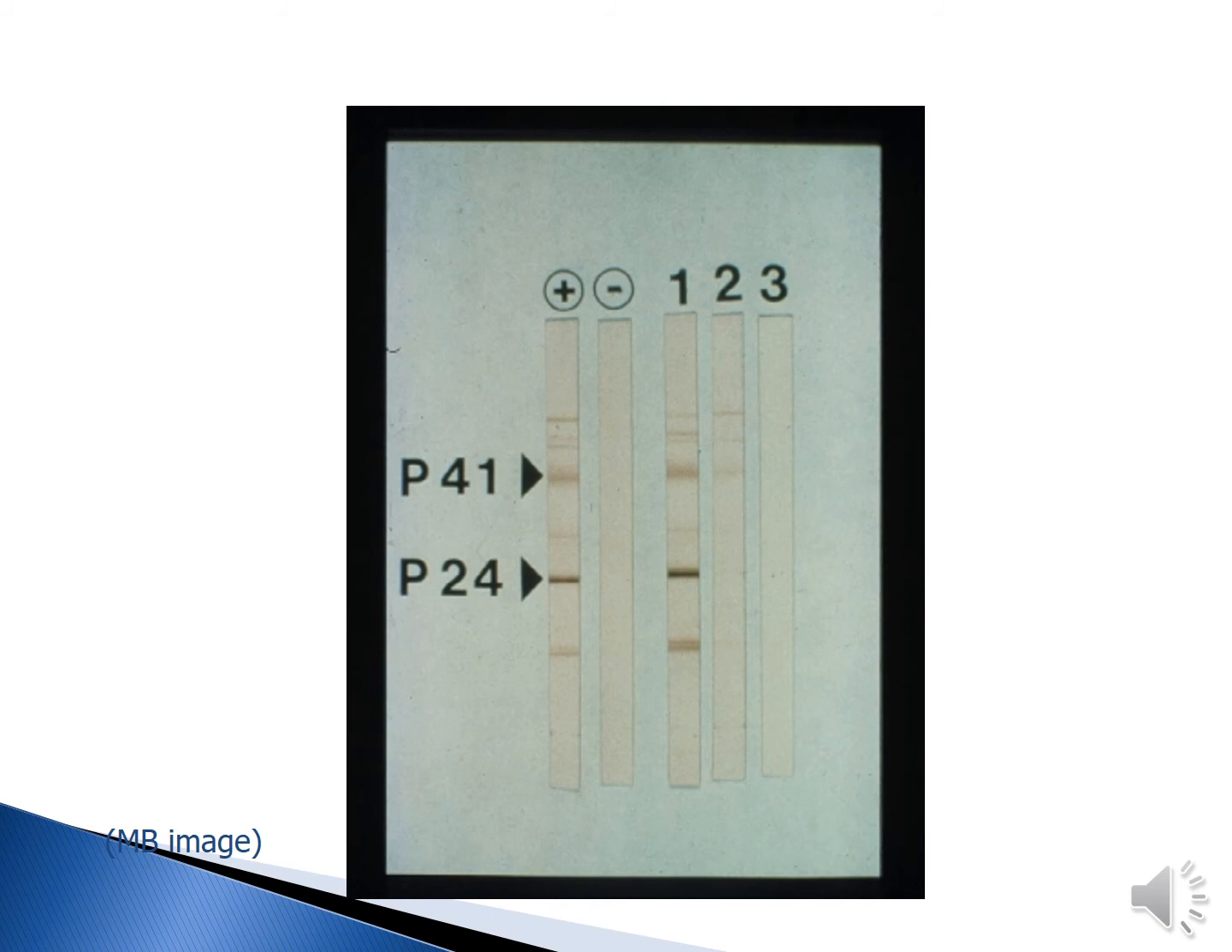And here's an example of a Western blot. So we have our positive and negative controls, and you can see that our patient number 1 does have the P41 and the P24 marker, so therefore we would consider this to be a positive reaction. So patient number 1 does have HIV, patient number 2 and 3 are negative.